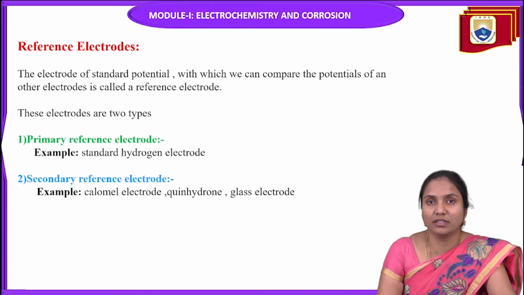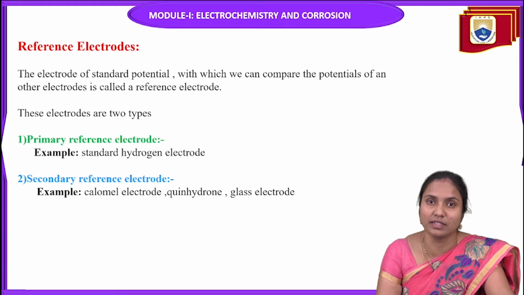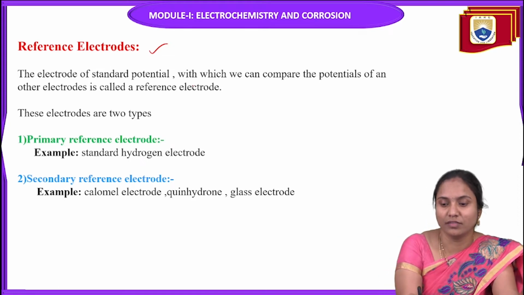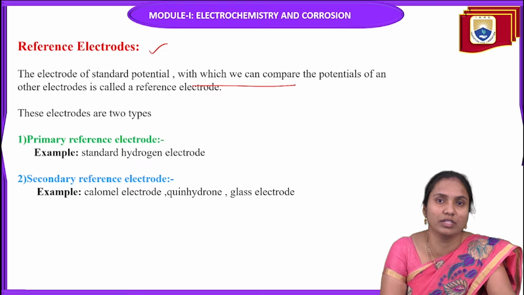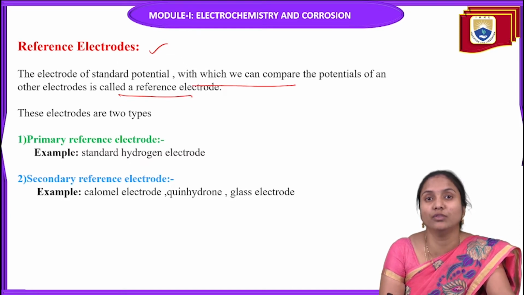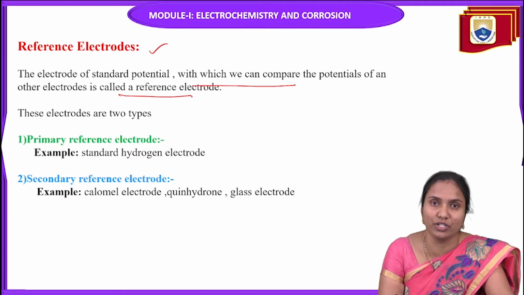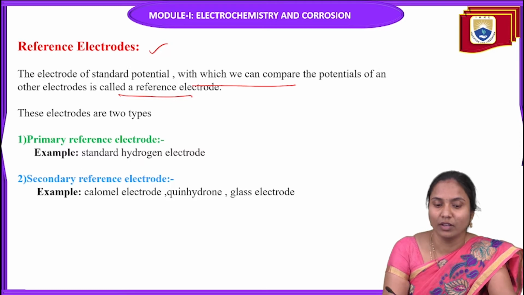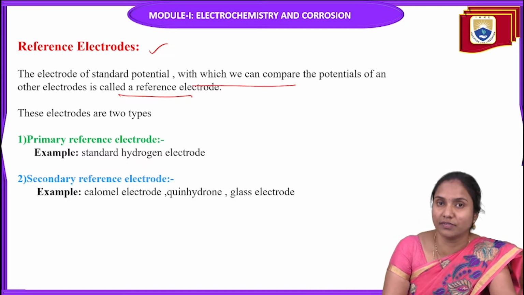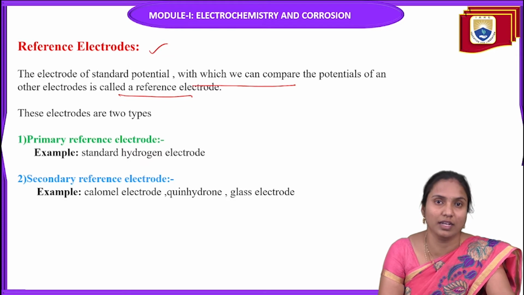So now let's discuss the reference electrode. All these 5 types of electrodes are used as reference electrodes in different electrochemical cells. So what is the meaning of a reference electrode? A reference electrode is an electrode of standard potential with which we can compare the potential of another electrode. That means a reference electrode is an electrode of known potential. Already we know the potential of that electrode, and we can use it for determination of other electrode potentials. So by using this reference electrode, we can determine the electrode potentials of other electrodes.